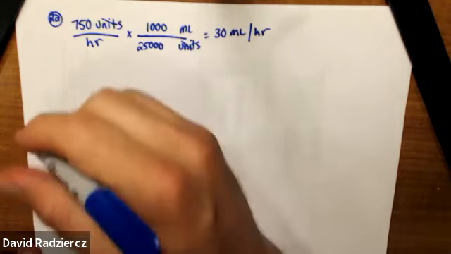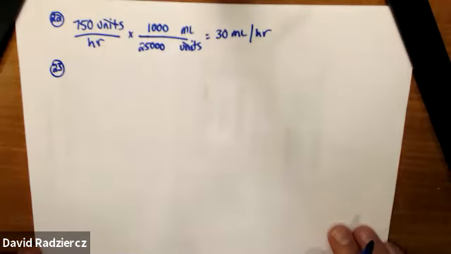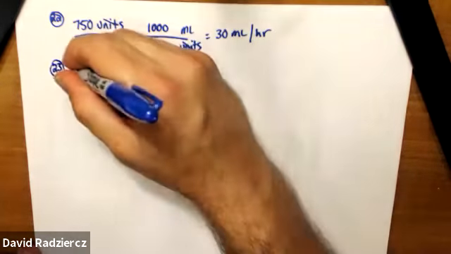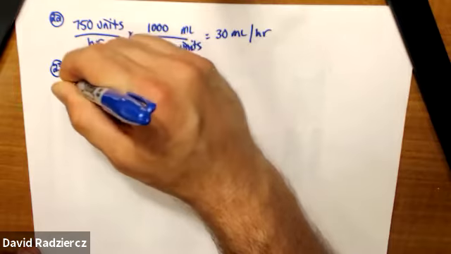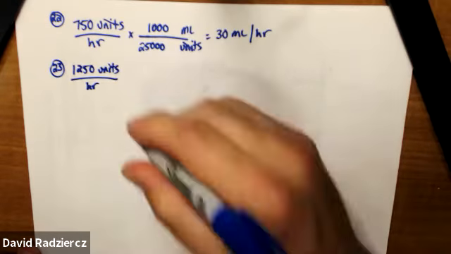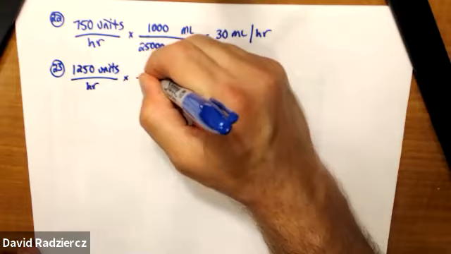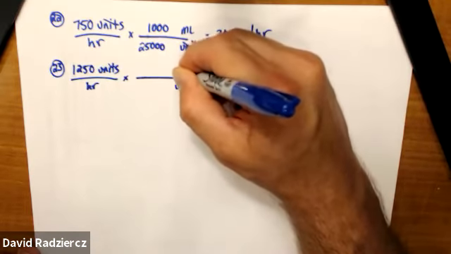So for 23, I'm going to do the exact same thing. The first question I ask myself is, what is the flow rate? The flow rate is 1,250 units per hour. Then it says the IV is 500 milliliters of 5% dextrose in water with 25,000 units heparin. So I'm going to do the same thing and convert units to milliliters.